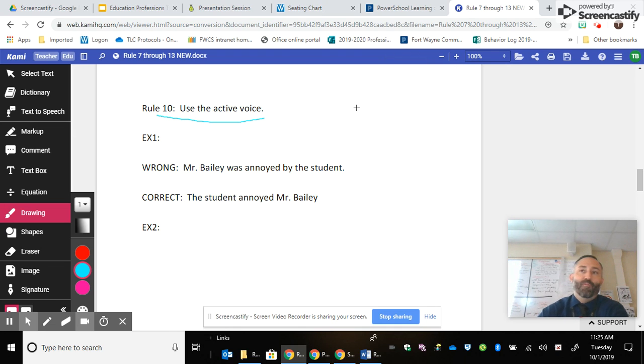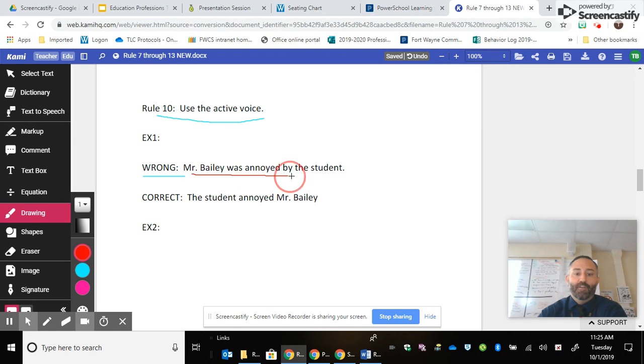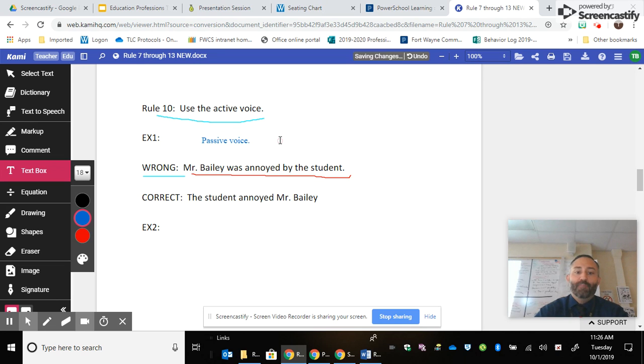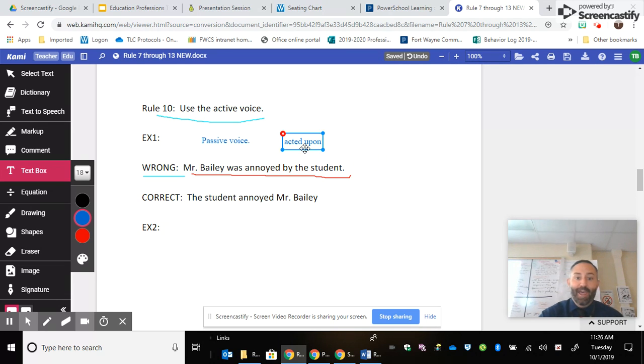I have an example of when it is wrong and when it is correct. This is a bad example here: Mr. Bailey was annoyed by the student. But what you have to ask yourself is who is doing the action? Who's the one that is actually taking the action? And it's the student that's doing the action. So this first example is written in what is known as passive voice. The subject of the sentence is being acted upon and not necessarily doing the acting.